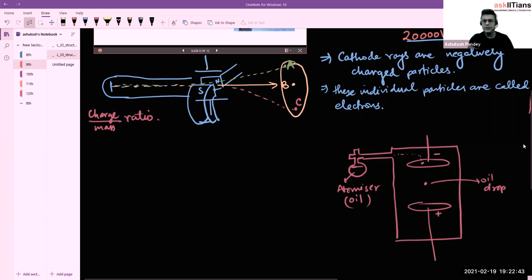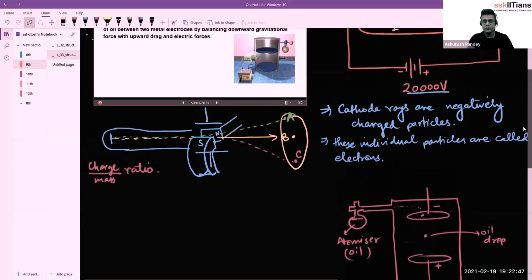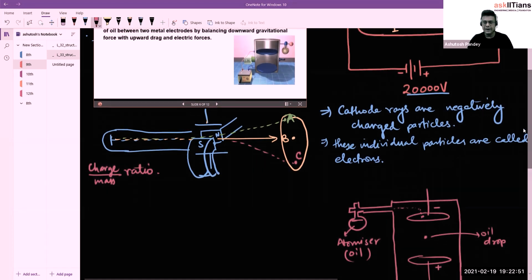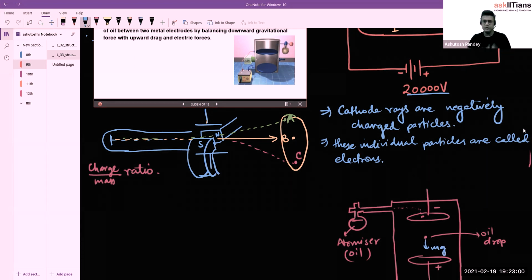And what he did was he balanced the whole gravitational force mg, which is coming down and pulling the oil downwards, with the electric force, which is due to the charge on this oil.